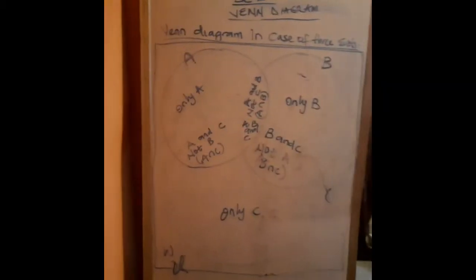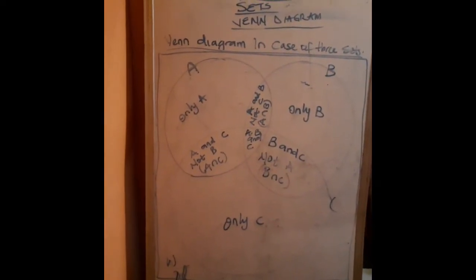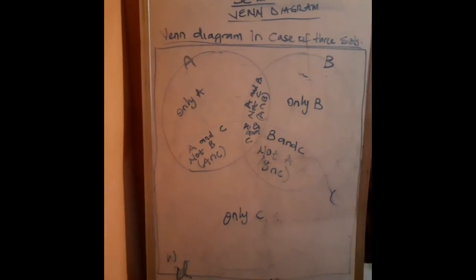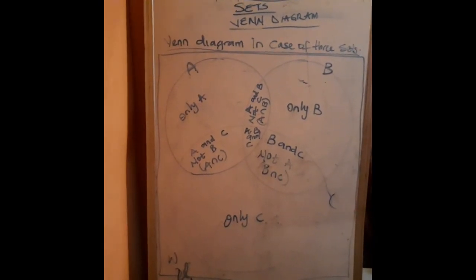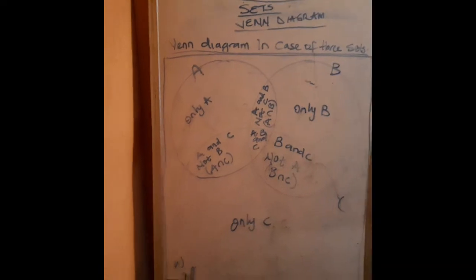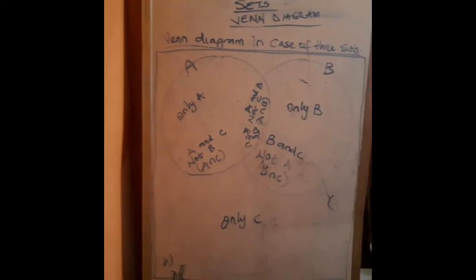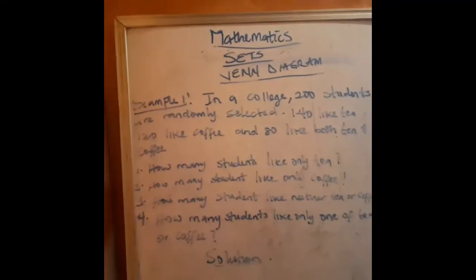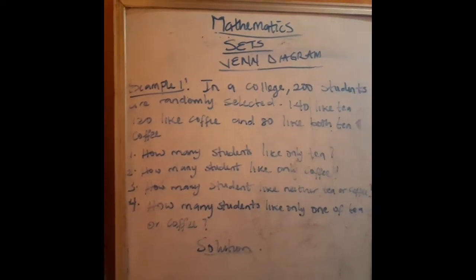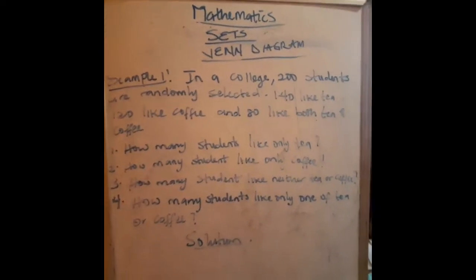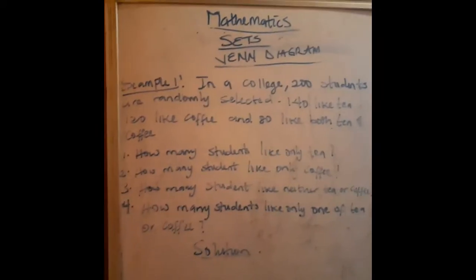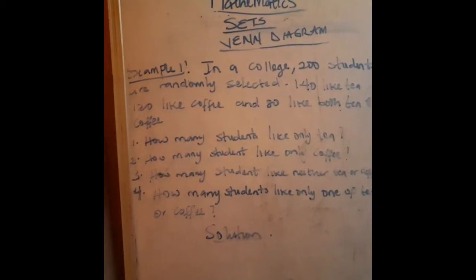Okay, so this is a Venn diagram of three sets, set A, set B, and set C. I want to take a good look at this diagram. We are going to take two examples just to buttress our point and make us understand what we are talking about. This first question is on a Venn diagram for 2 sets. The next question we are going to take for 3 sets.